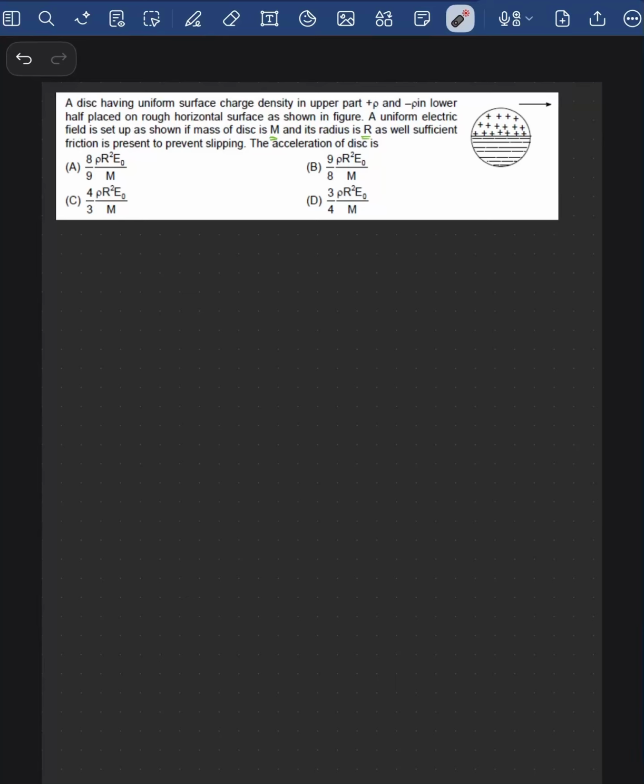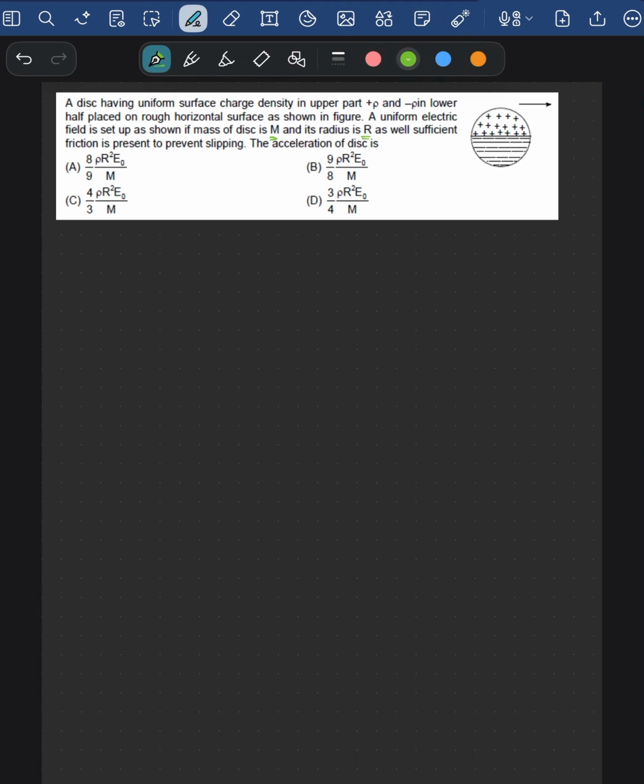Hey guys, so this was your homework question. So let's discuss this question here. You have a disk which has uniform surface charge density in the upper part. The surface charge density is given as rho, and even in the lower half, you have a negative equal surface charge density. And this disk is placed on a rough horizontal surface as shown in figure.